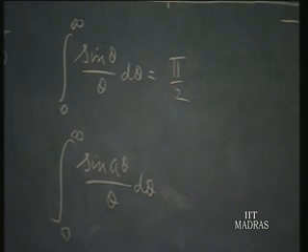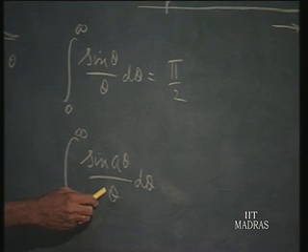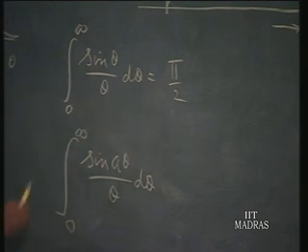Now, if a is positive, then certainly you can say d of a theta by a theta is the same relation as this, and the limits are not interchanged. Therefore, this will also be equal to pi by 2, because a theta can be replaced by another variable x.